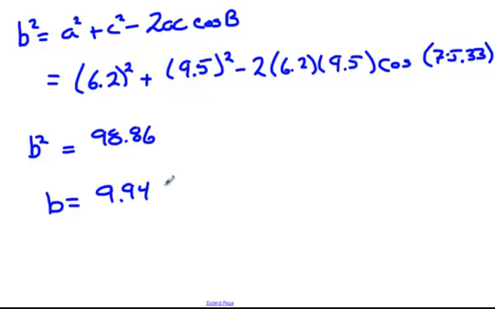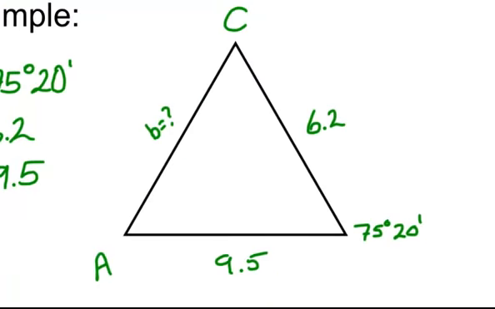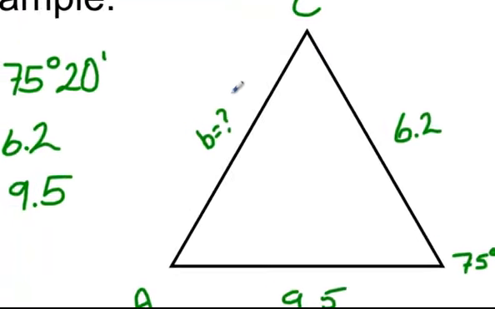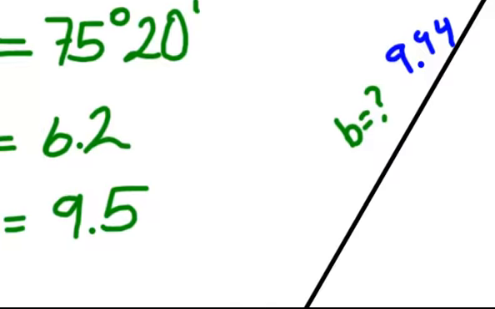I understand when you take the square root of both sides, you get a positive and a negative answer, but we can't have a negative side of a triangle, so we're just going to disregard that answer. So our B here, we just figured out, is going to be 9.94. Now we can go ahead and use the law of sines to get our other angle. So let's do that.